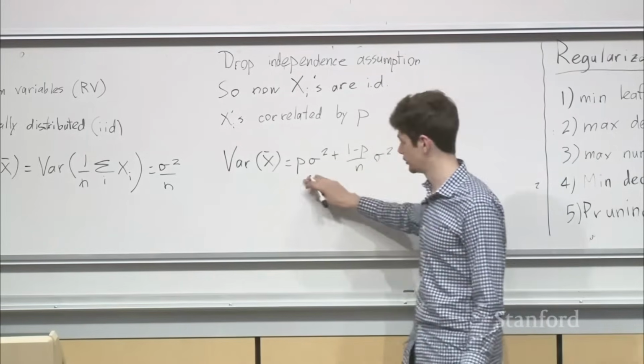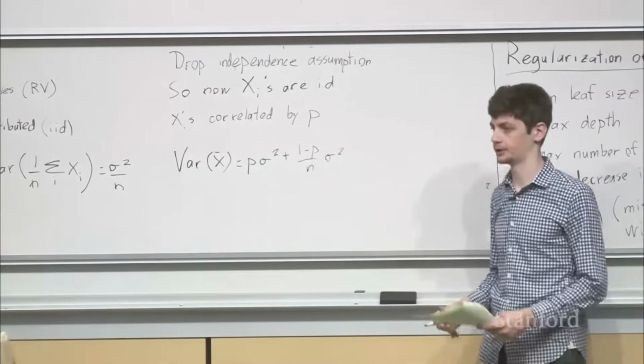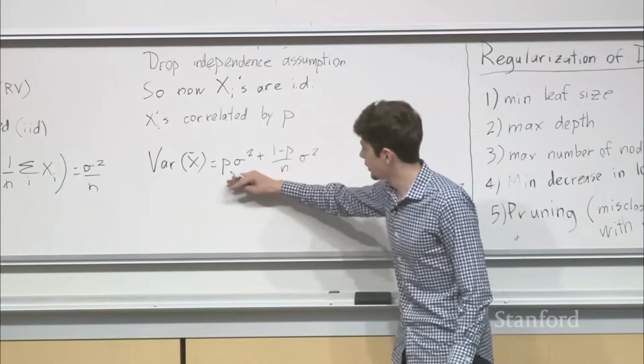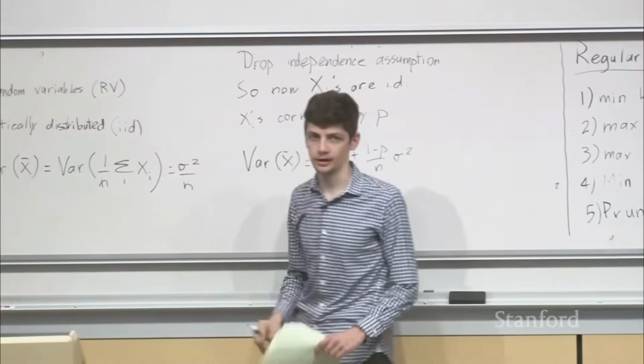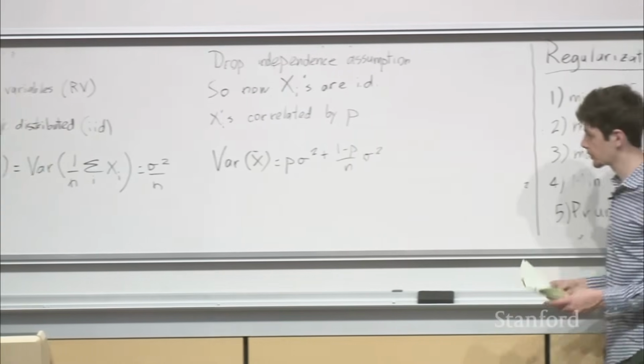to 0, and you'll just have sigma squared again, because adding a bunch of fully correlated variables is just going to give you the original variable's variance. Versus if they're completely decorrelated, then this term drops to 0, and you just end up with sigma squared over n, which gives you the initial independent, identically distributed equation.